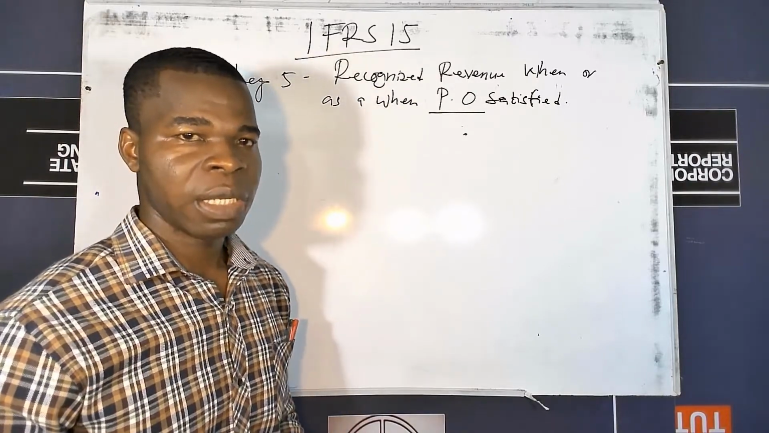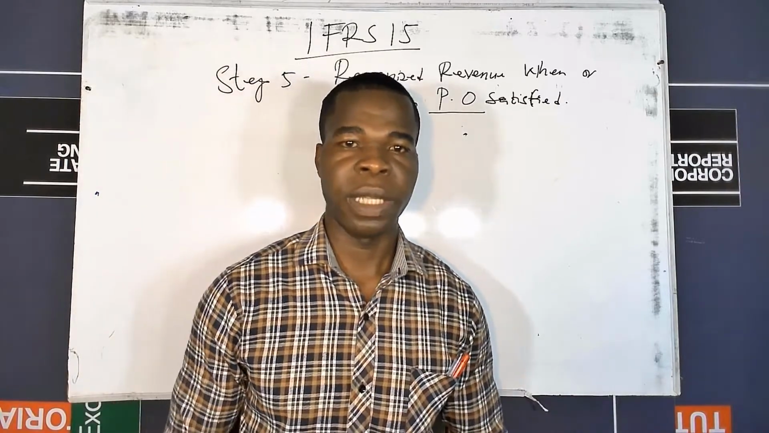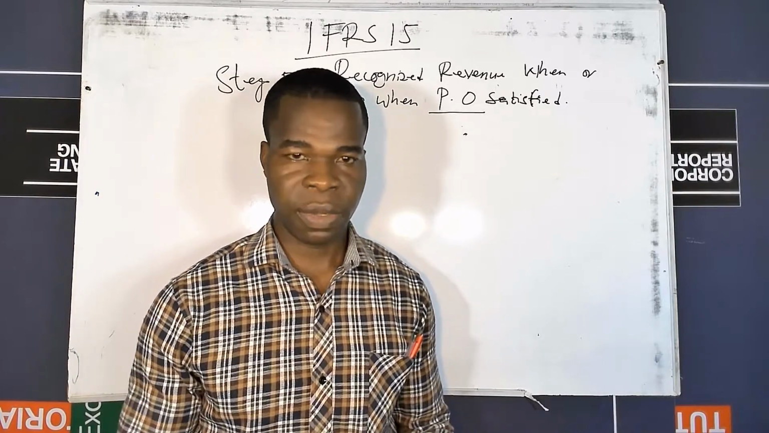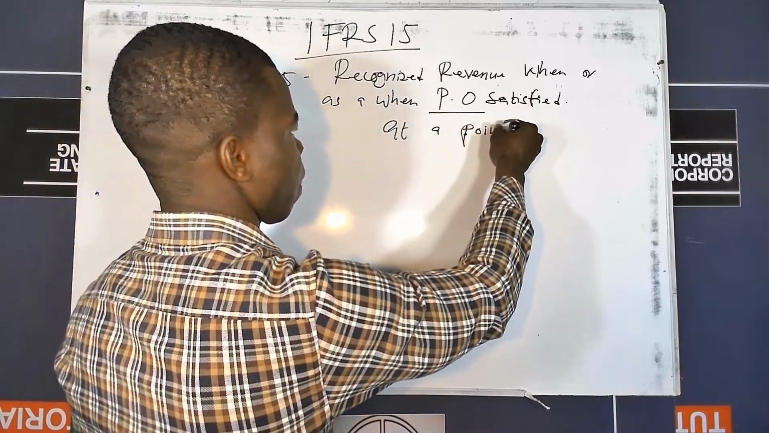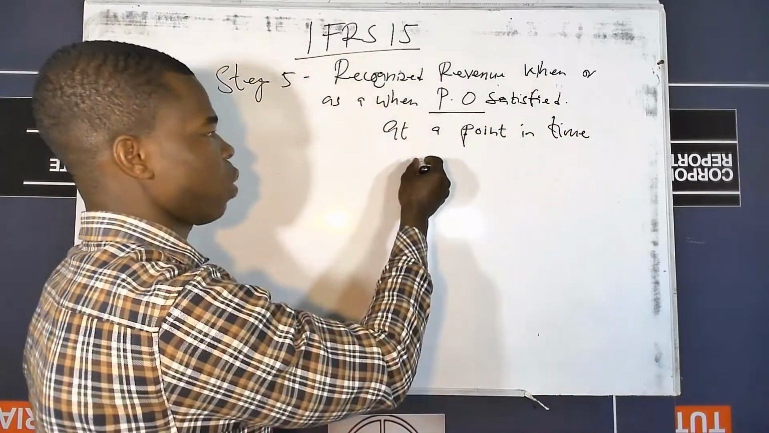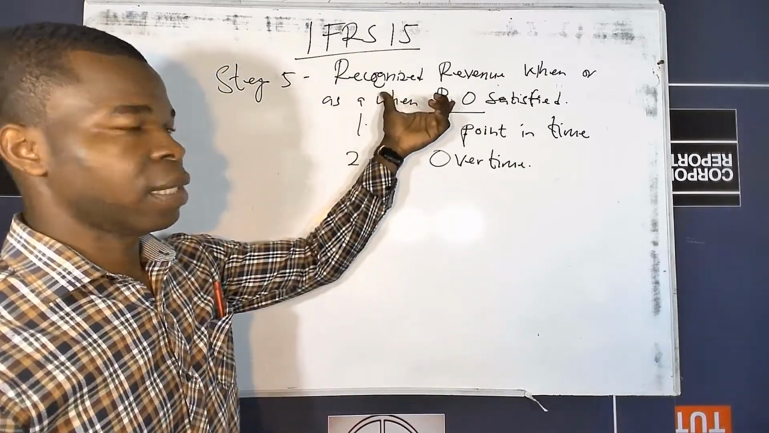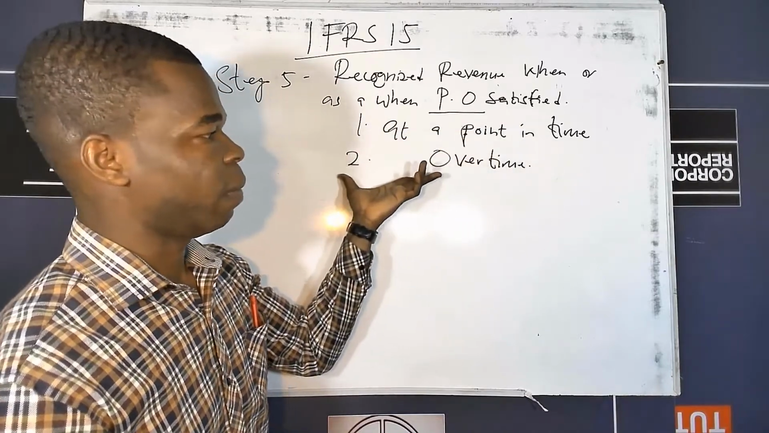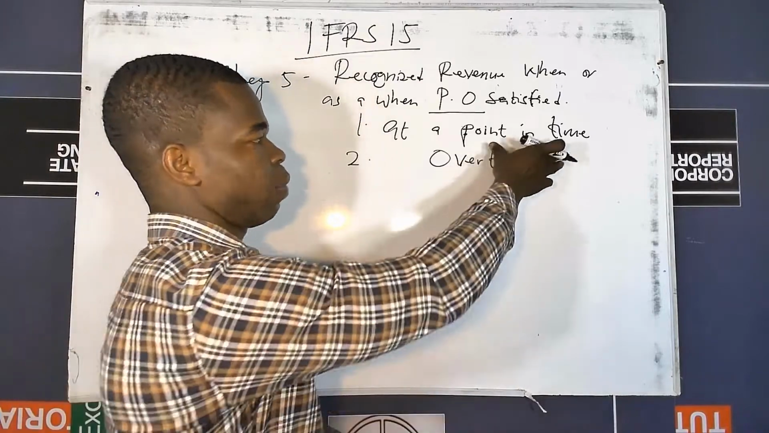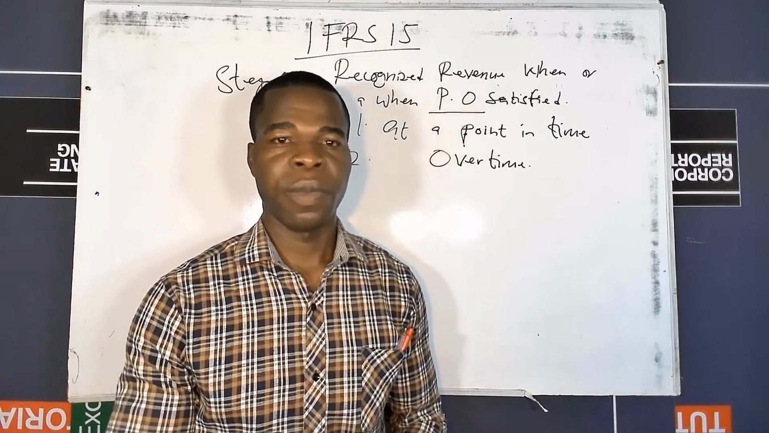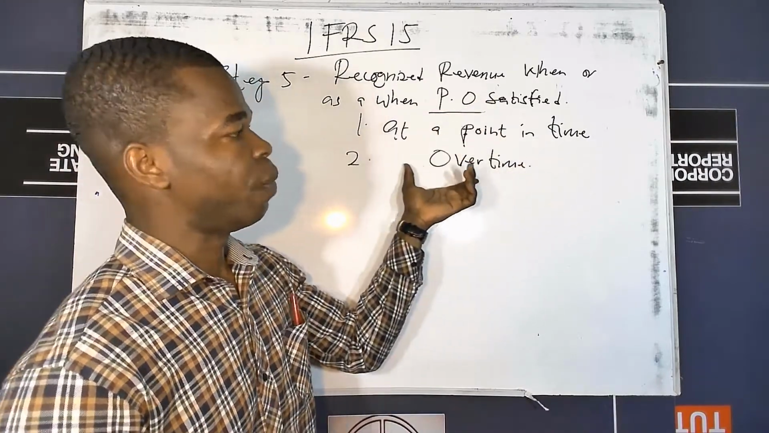Now the issue is, when does the entity satisfy the performance obligation? According to the standard, an entity can satisfy the performance obligation under 2 scenarios: at a point in time, or over time. At the inception of every contract with the customer, the entity must determine whether the performance obligation will be satisfied at a point in time or over time.